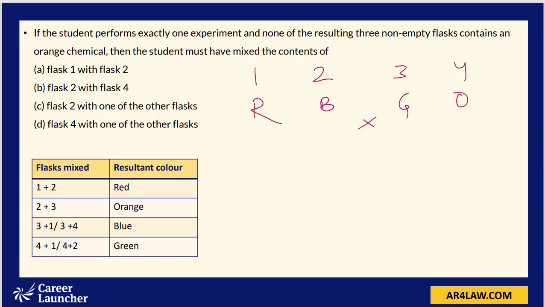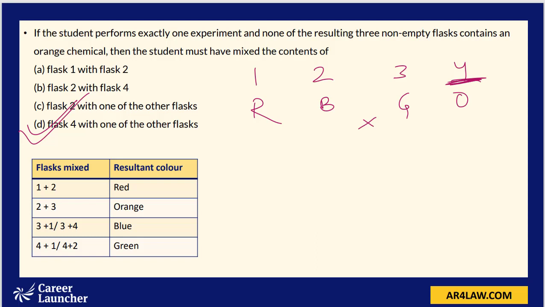So we know 2 restrictions. One is that 2 and 3 cannot be mixed, and secondly, because we do not want orange, definitely flask number 4 has to be mixed with some other flask. So the answer should be option D, that we are definitely mixing the contents of flask 4 with any one of the other flasks given.